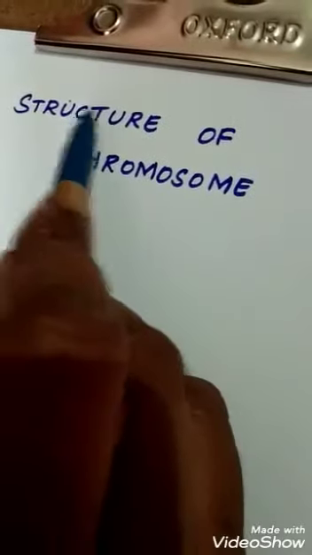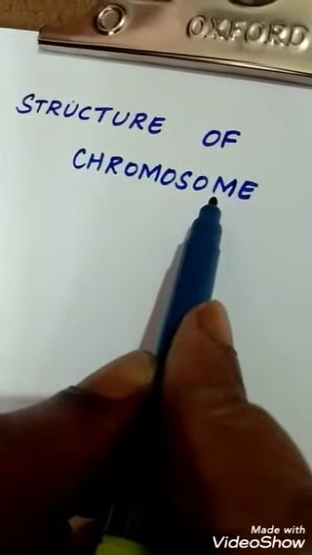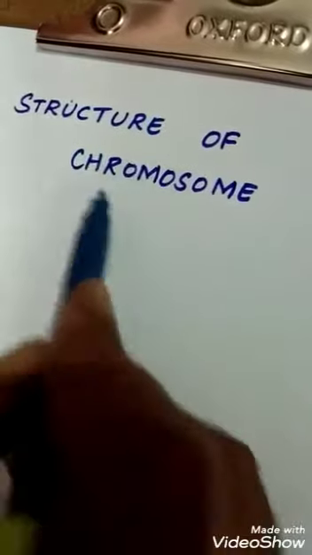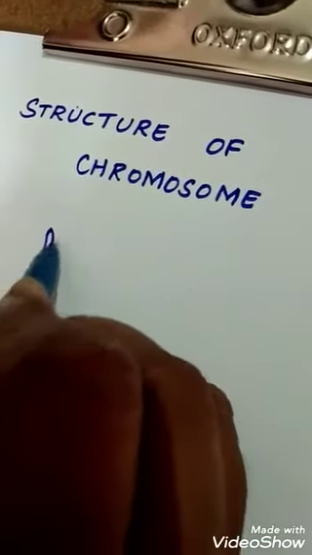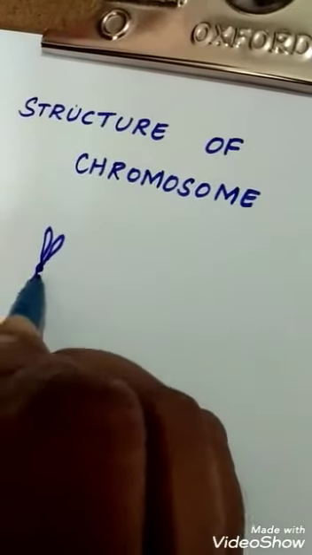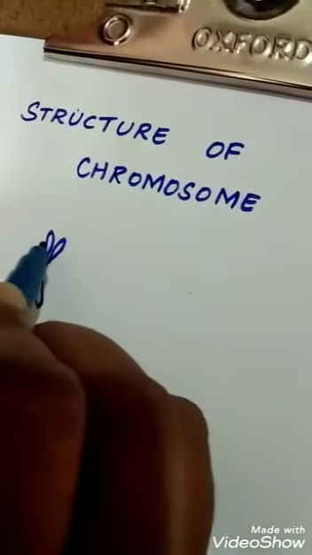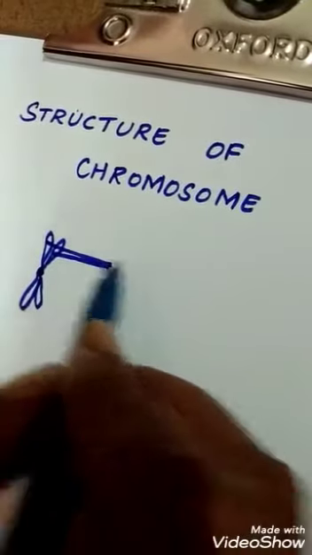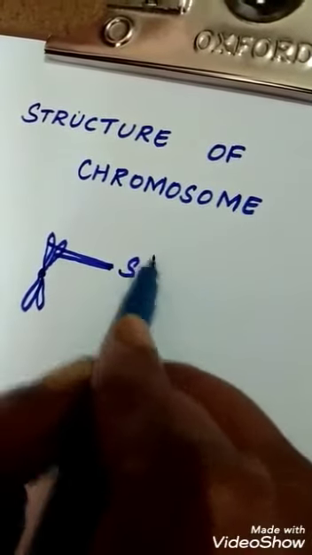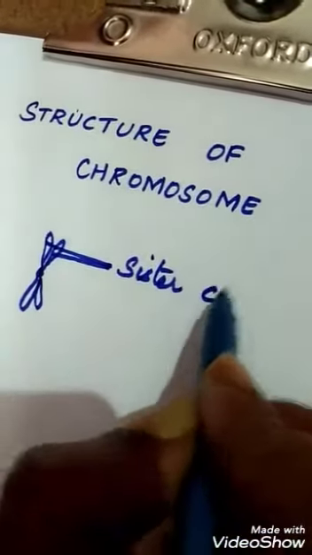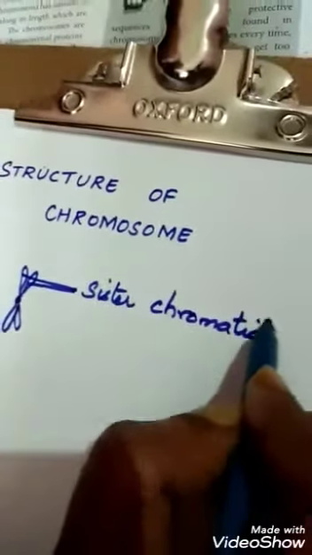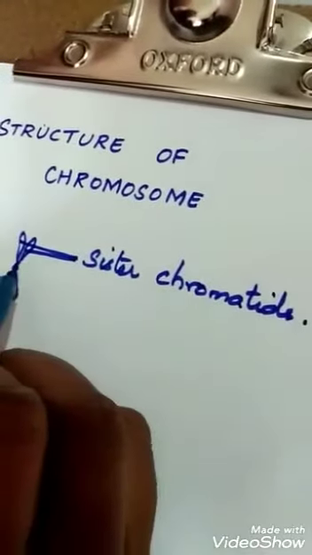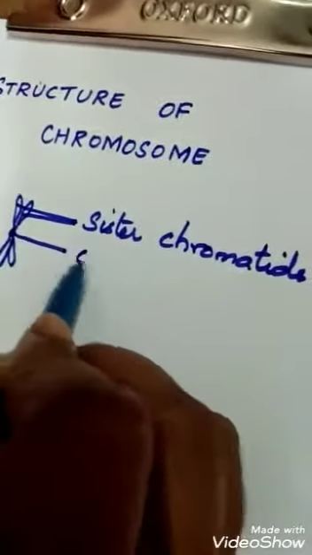In this video, let's see about the structure of chromosome. The chromosomes are thin, long and thread-like structures consisting of two identical sister chromatids. They are held together by centromere.